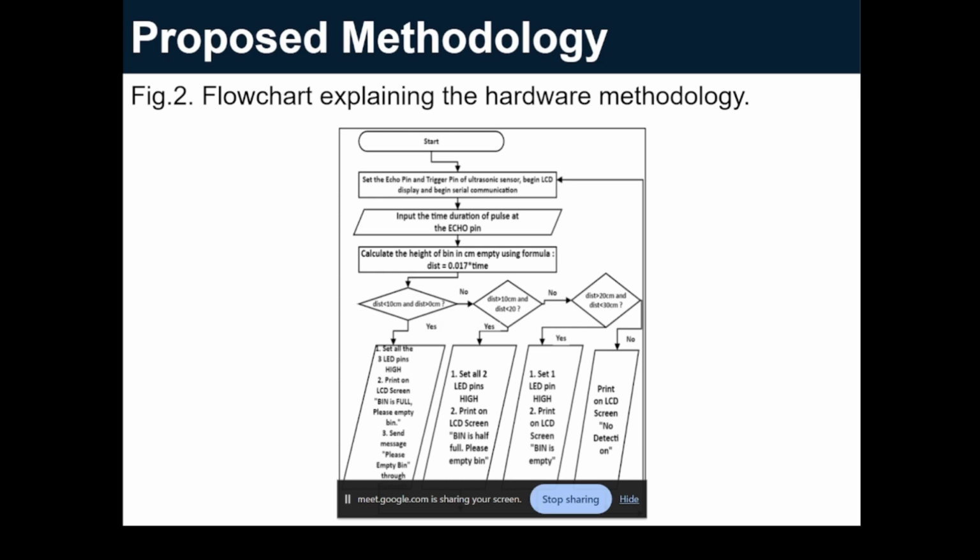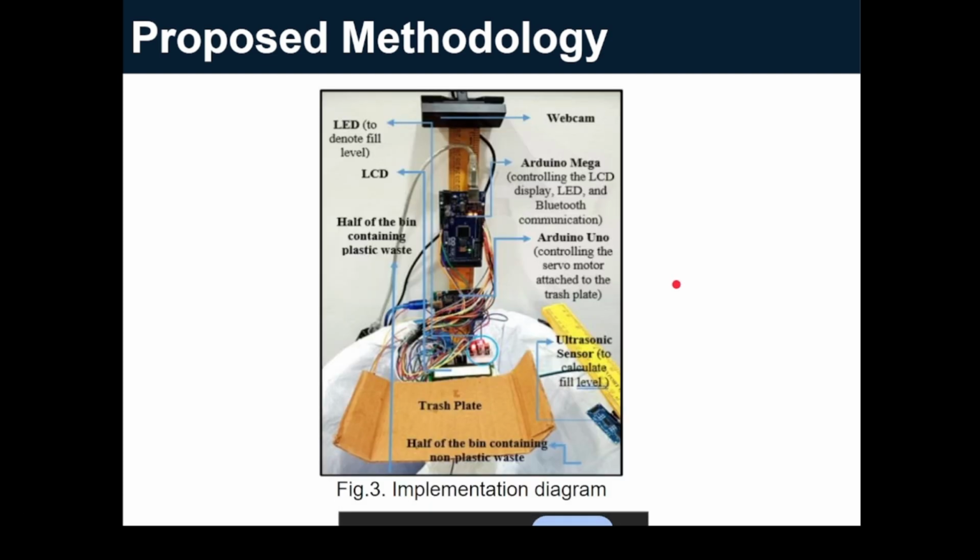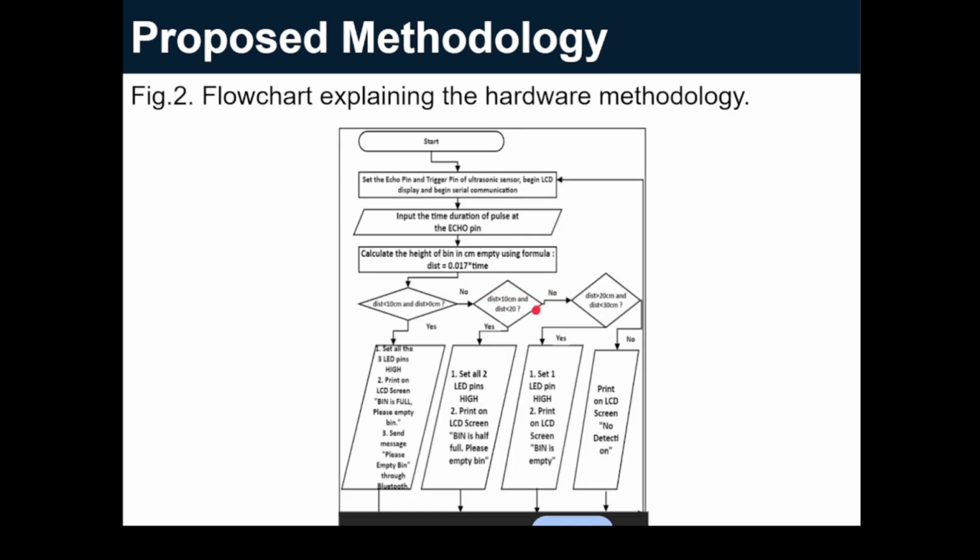Moving on to the hardware methodology, we have used an ultrasonic sensor to determine the level up to which the bin is full, and we have also used an LCD and LEDs to indicate the level at which the bin has been full. Using the ultrasonic sensor we get various distance values, and after analyzing those we can say that if the distance is between 0 to 10 centimeters, the bin is full and needs to be emptied, and if the distance is between 10 to 20 centimeters, the bin is half full, and if the distance is between 20 to 30 centimeters, the bin is empty, and if nothing is present, the bin has not detected anything.